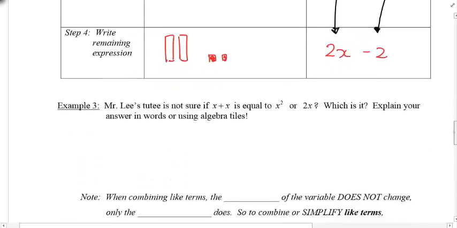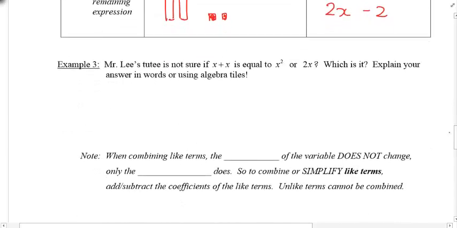Okay? Here's my next question. Mr. Lee's tutee, or what's a tutee? That's a person that I tutor. So outside of class time, I might have someone that comes for extra math help. That person is called a tutee. Mr. Lee's tutee said he's not too sure if x plus x is equal to x squared or 2x. Which is it? So x plus x, is it x squared or 2x? Which is it? You can explain in answers or using algebra tiles.